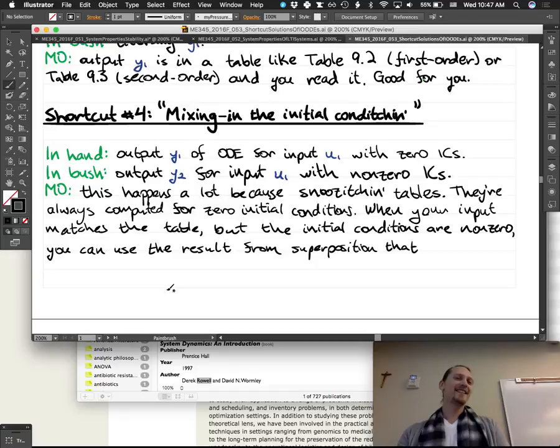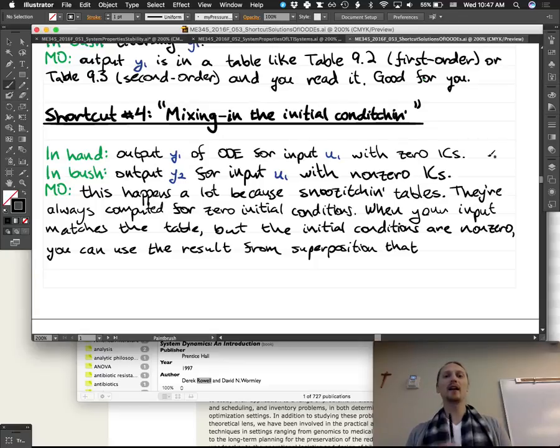It did. So, in hand is the output y1 of an ODE for input u1 with no initial conditions. Okay? But in the bush is output y2 for input u1, same input, but with non-zero initial conditions. So what we have is the output for a certain input with no initial conditions. So we have a forced response, but we don't have the response for that same input and some initial conditions. So what do we do?